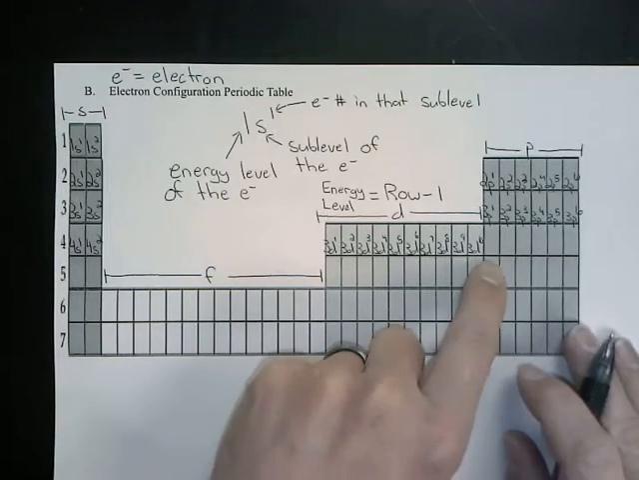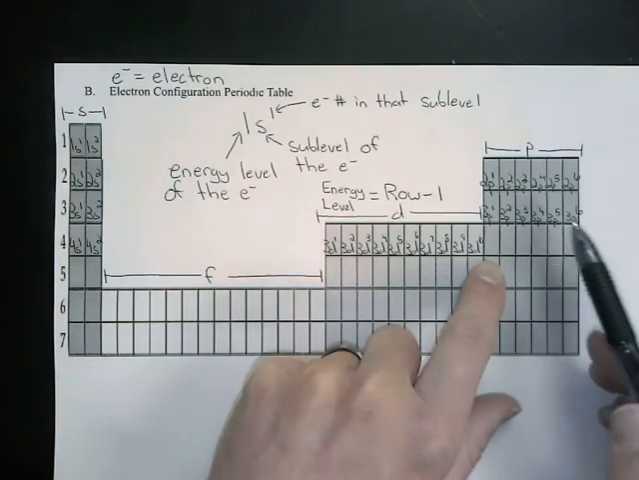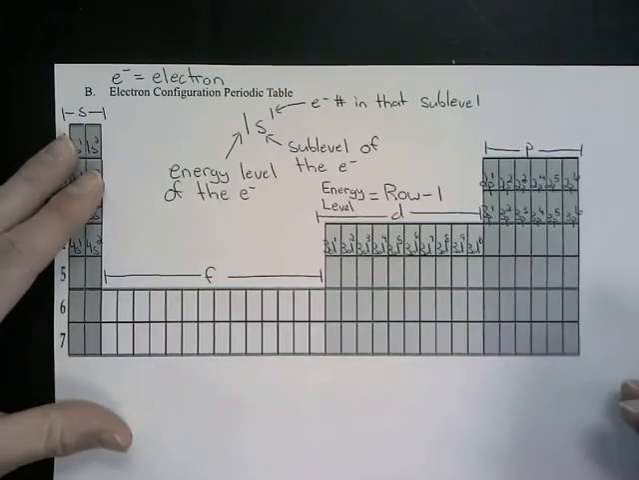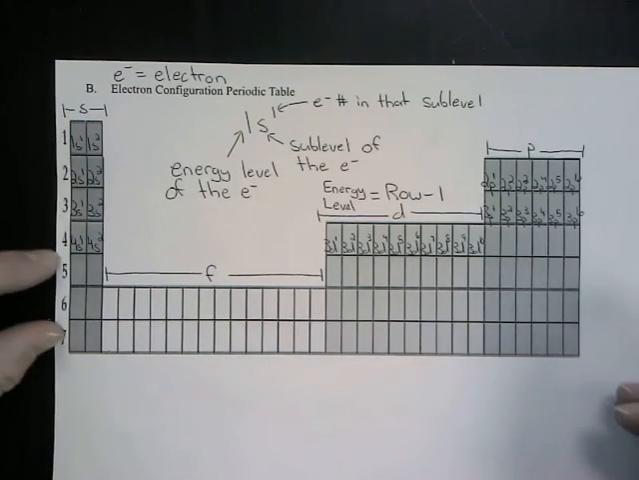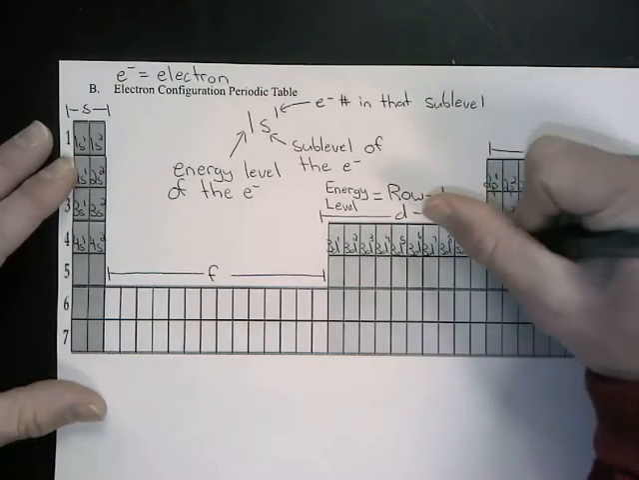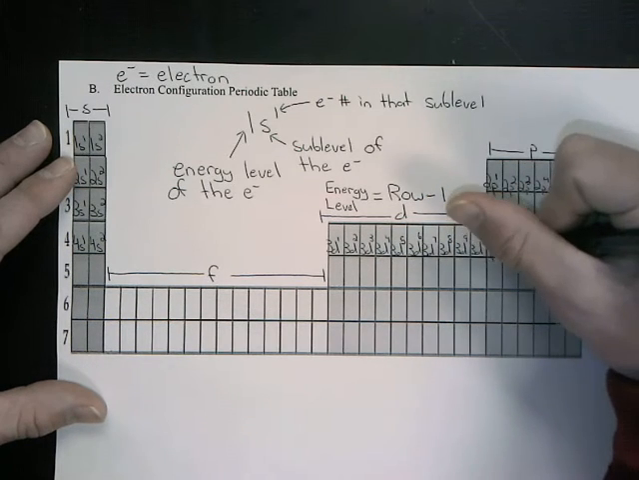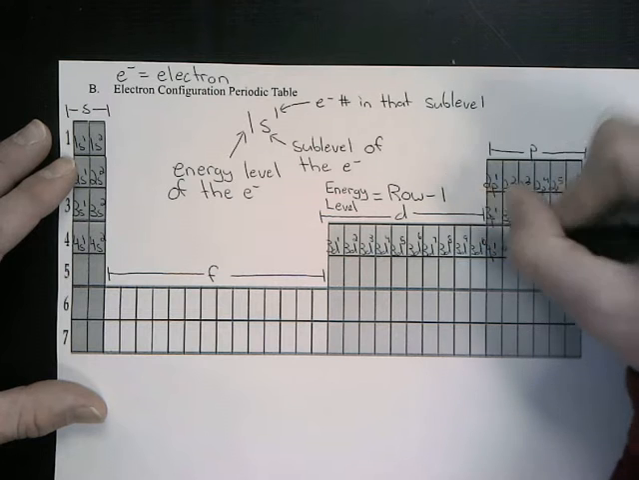And then once we get back to the P level, our energy level goes back to being equal to our row. So row equals energy level. So 4P1 all the way to 4P6.